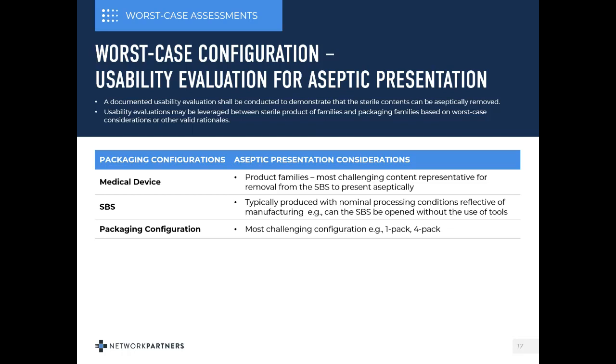You want to ensure that the sterile barrier system can also be peeled open without issue and without the use of tools. The packaging configuration. So again, the most challenging contents, even though everybody's typically focused on the sterile barrier system device, go for the most challenging contents just to cover your bases. I like to throw that in for good measure. So 1-pack, 4-pack, not necessarily you need to, but I kind of consider it best practice.